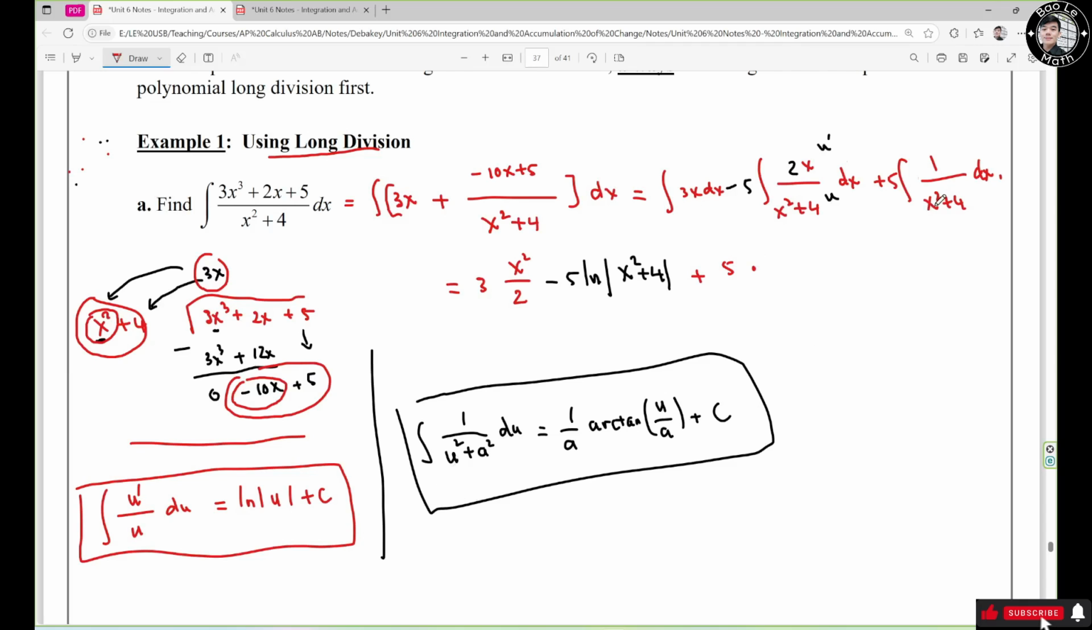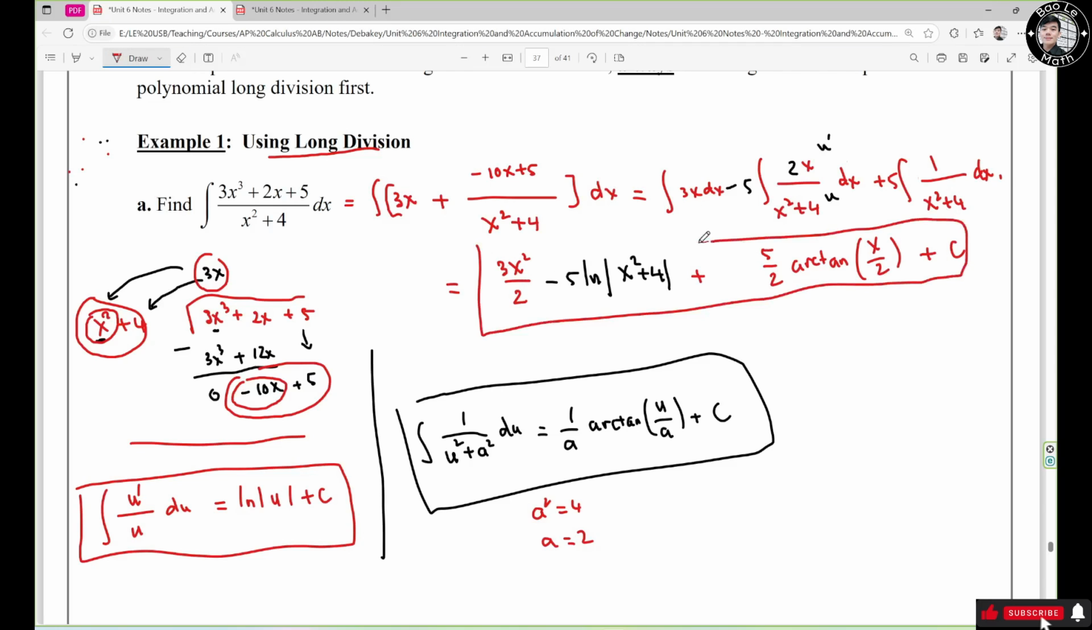u, which means x, and a, which means 2, because a squared equals 4, then a equals 2. So by the formula, 1 over a means 1 over 2 times the inverse tangent of x over 2, and finally you need to add c. Now this one I can write as 3 over 2, and this one I can write as 5 over 2. And this is the final answer.